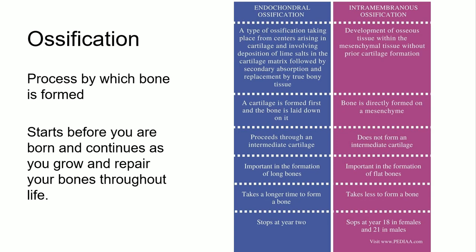Intramembranous, so this is development of bony tissue inside mesenchymal tissue. What is that? You've never seen that before? It's embryonic tissue. Okay, so this is without making cartilage first. So there's no intermediate cartilage stage here. This one is a little bit faster. It's super important in formation of flat bones, so your skull, your sternum, ends of clavicles. And it takes less time to form a bone here, but it stops at year 18 in females and 21 in males.